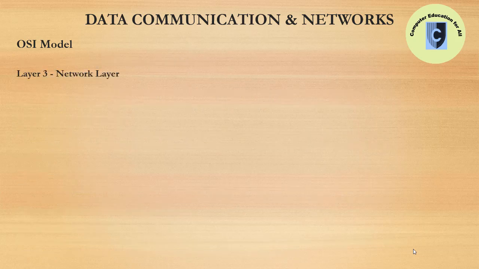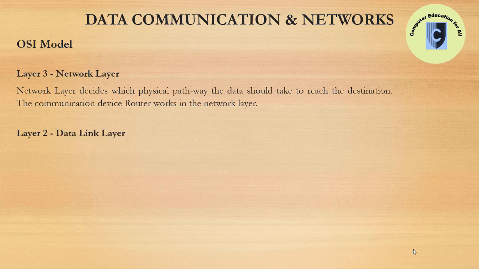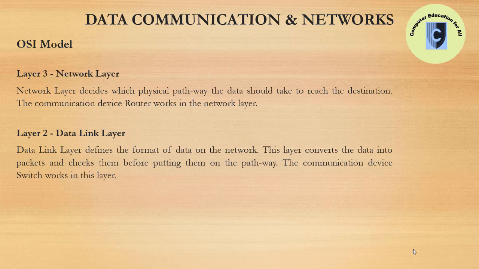Layer 3, Network Layer. The network layer decides which physical pathway the data should take to reach the destination. The communication device router works in the network layer. Layer 2, Data Link Layer. The data link layer defines the format of data on the network. This layer converts the data into packets and checks them before putting them on the pathway. The communication device switch works in this layer.